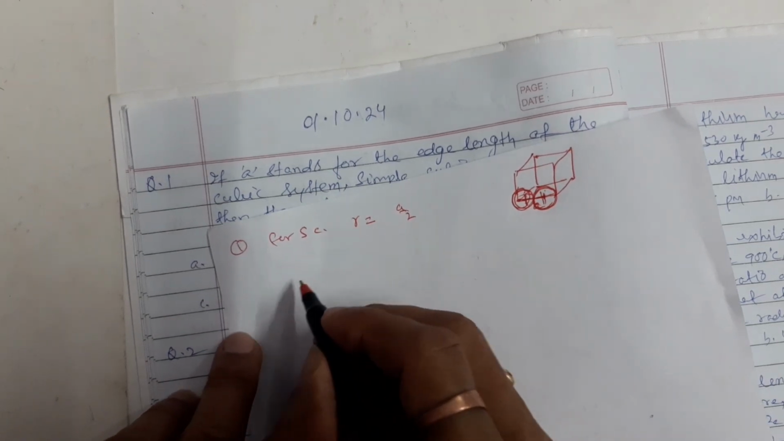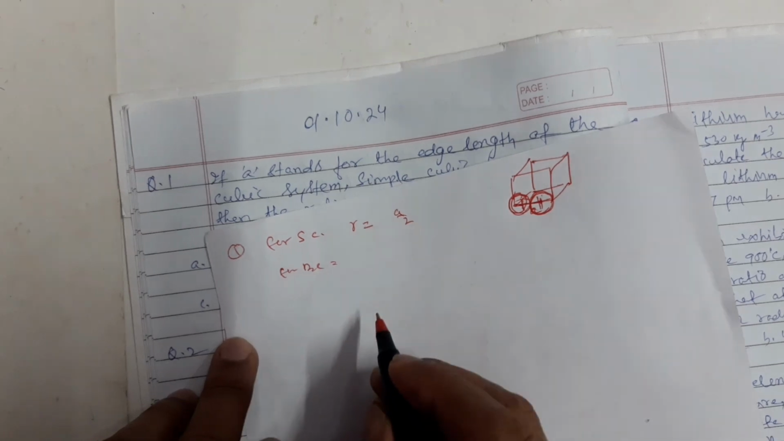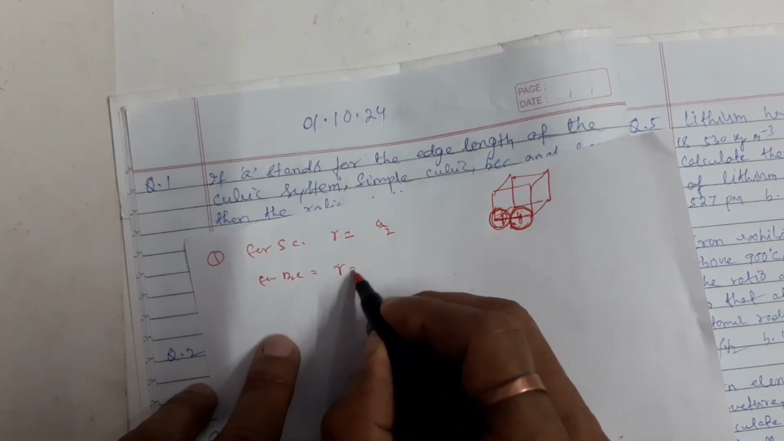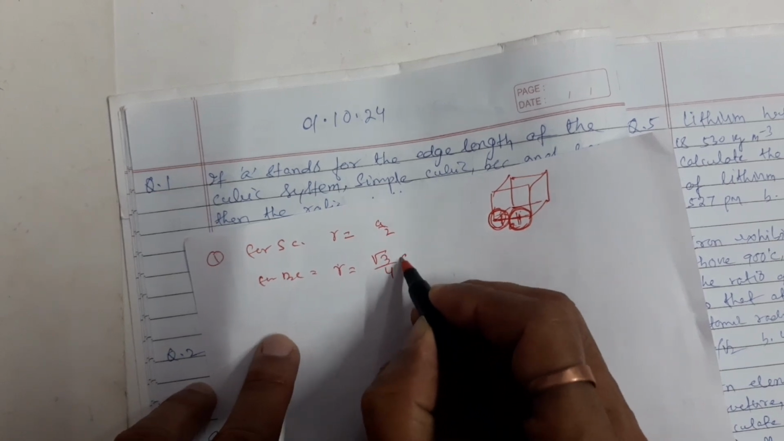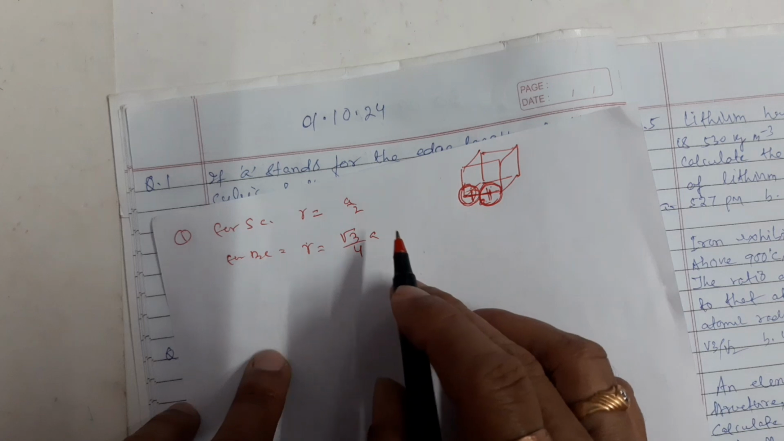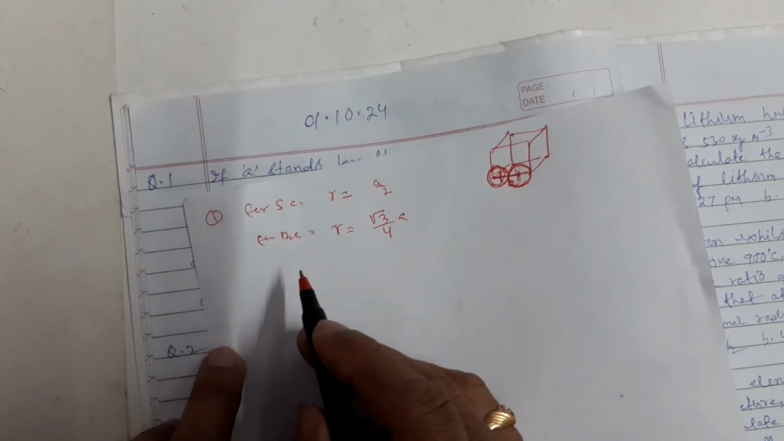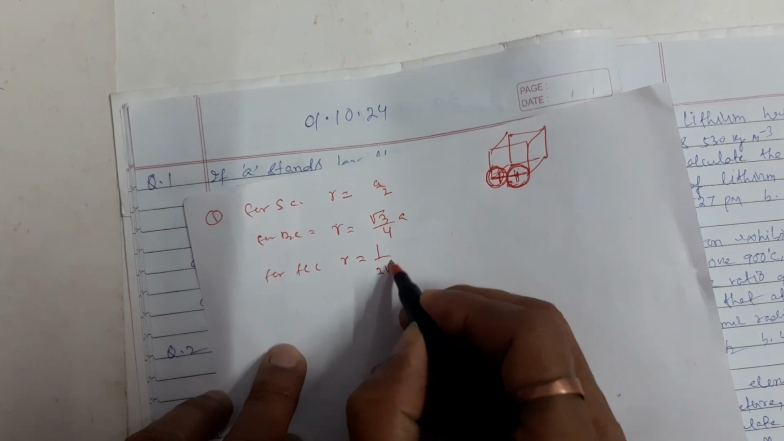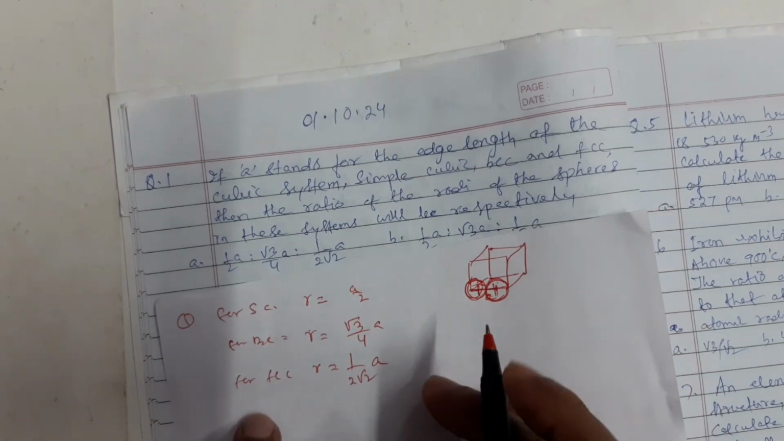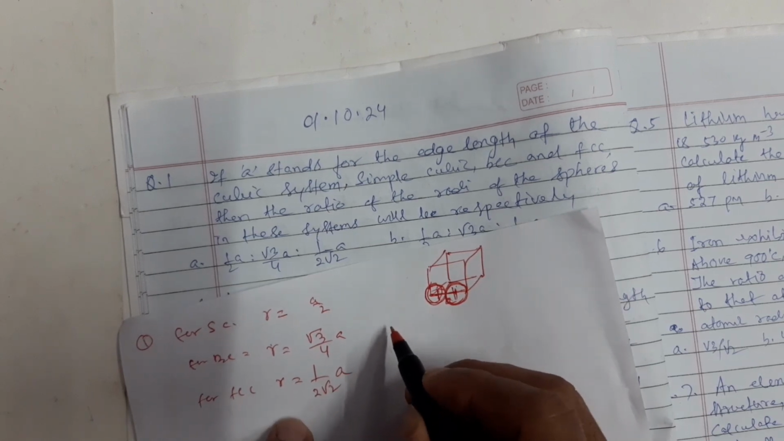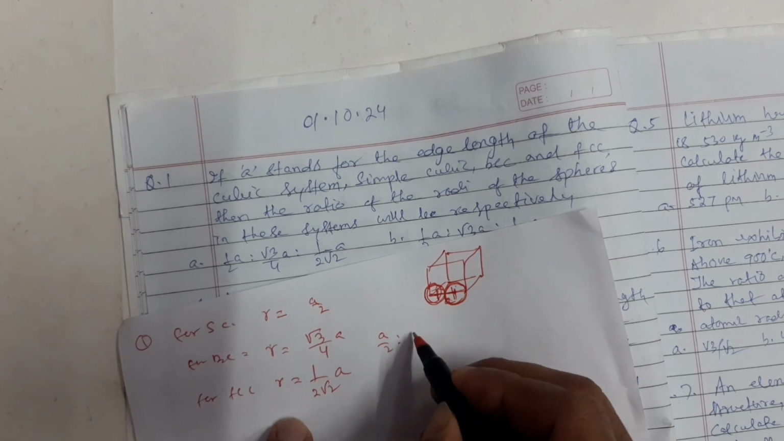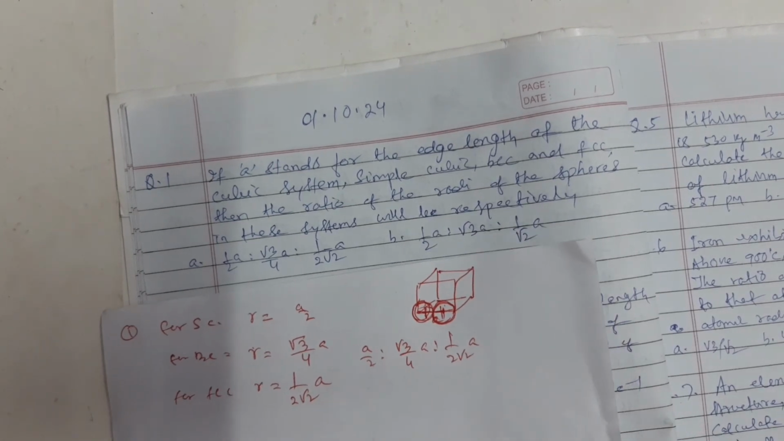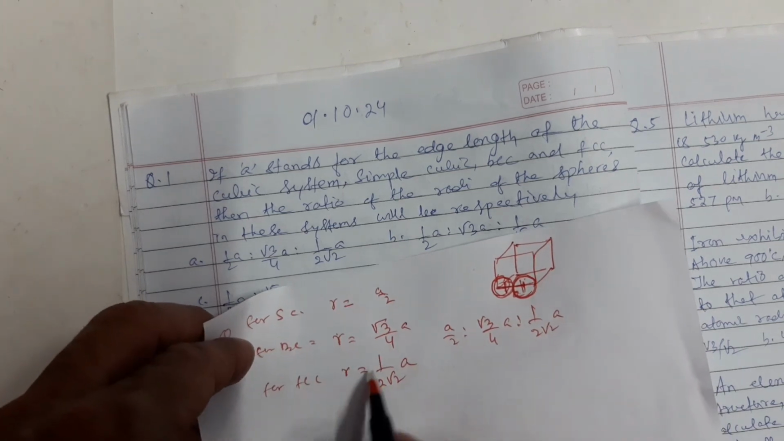Then for BCC, body centered cubic, the radius is root 3 by 4 a. For BCC it is root 3 by 4 a. You have to remember these things. For FCC, the radius is 1 by 2 root 2 a. Then you calculate the ratio: a by 2 is to root 3 by 4 a is to 1 by 2 root 2 a. So choice A is the correct answer. How these are calculated I will explain in another video.